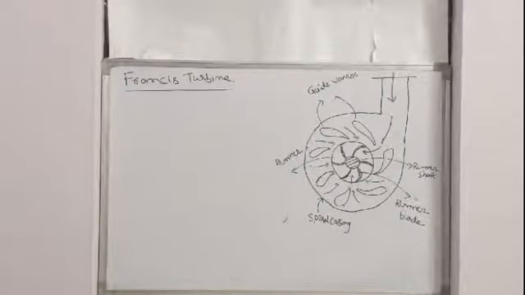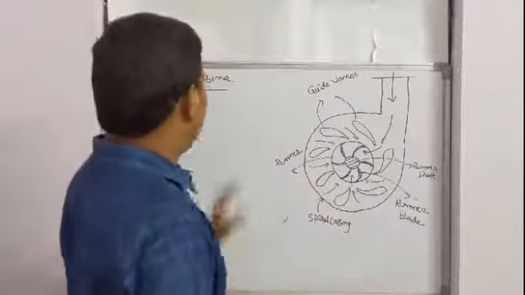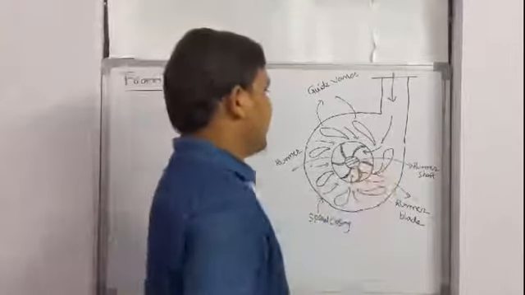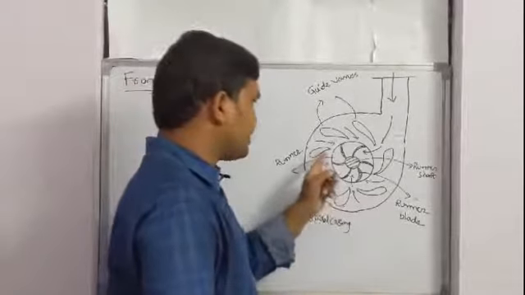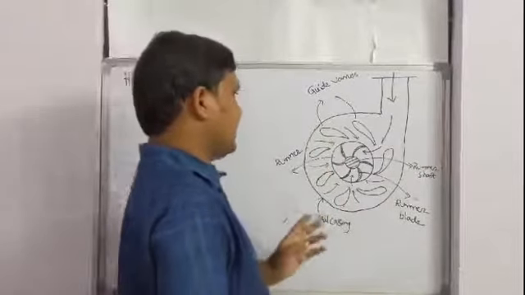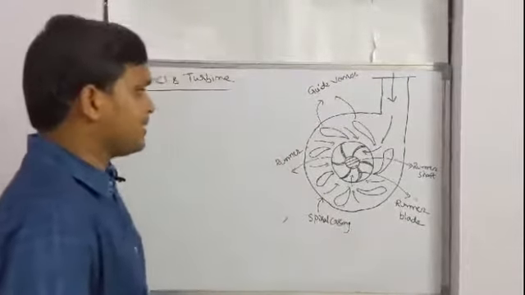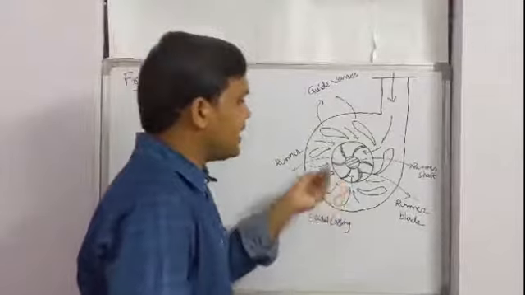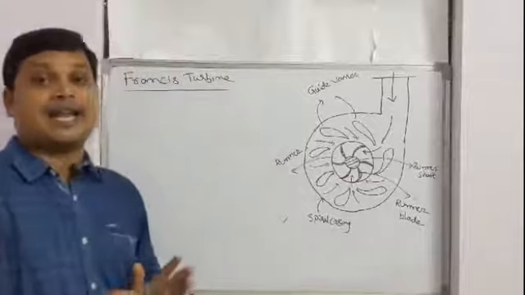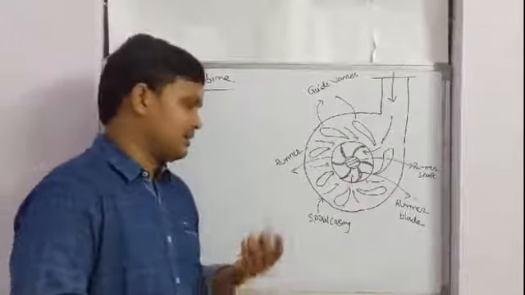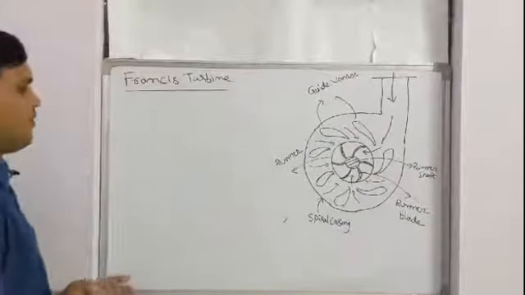The main problem in an impulse turbine is that a very high head is required. That is eliminated in the Francis turbine because both impulse effect and reaction effect take place. That's why it does not need a larger head like a Pelton wheel turbine or impulse turbine. So that's why it is a medium head turbine. In the reaction turbine, there is no need for such a high head of water. This is the construction feature of a reaction turbine, the Francis turbine.